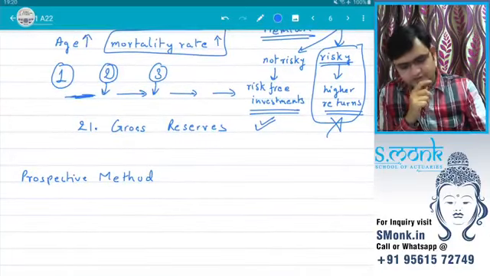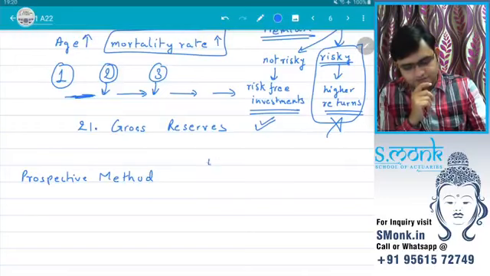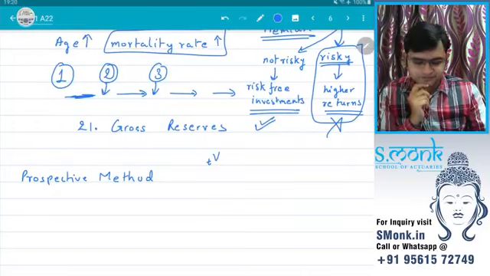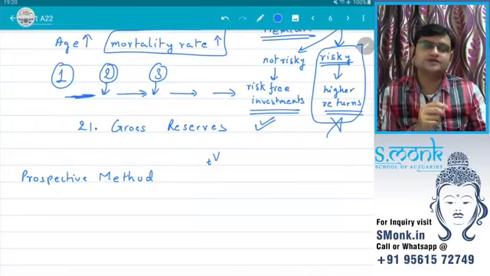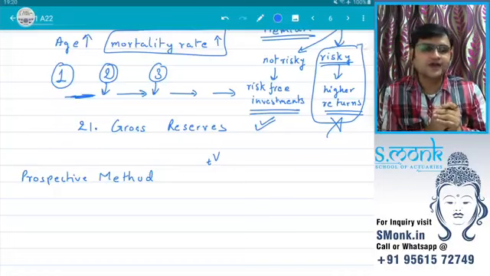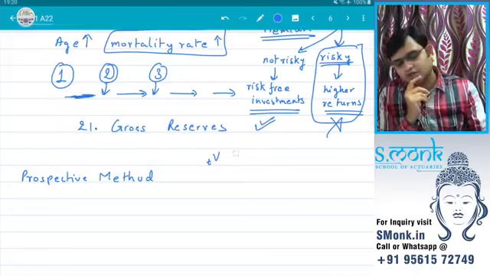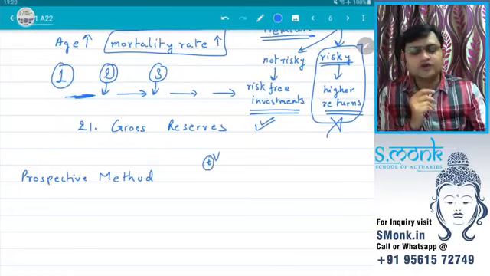So first of all, reserves, we write it as time t V. Capital V is the symbol for reserves, that is value of a particular policy. t denotes where we are talking about that reserve.